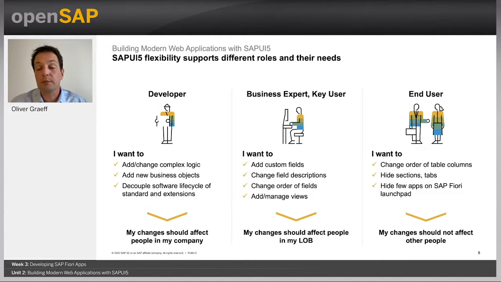On the other side of the spectrum is the end user. You can imagine that you, as an end user, want to make some changes which are relevant just for you. For example, changing the sequence of table columns or hiding a field which is not relevant for you. And obviously, an end user would not work in coding to do this, but rather need some simple drag and drop tools. And there's a third role which we call key user.